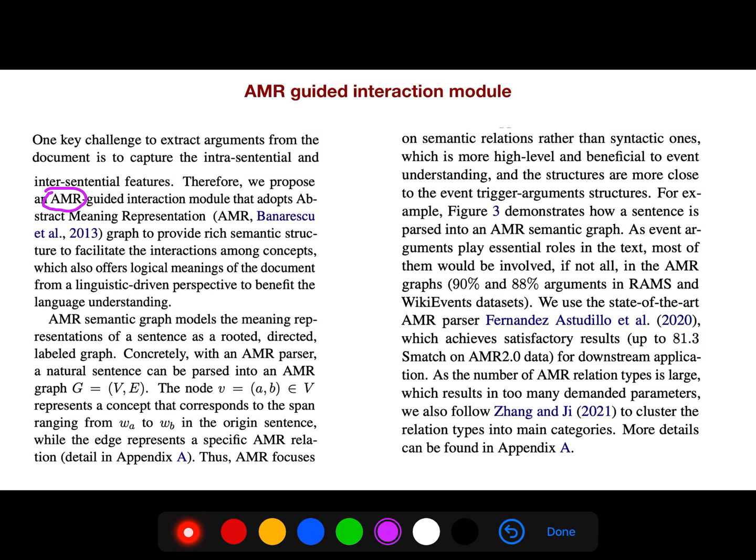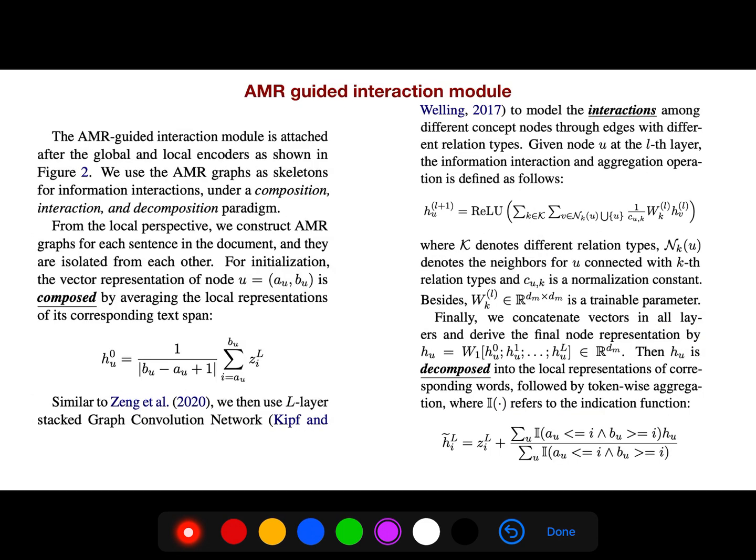There are some parsers that are free. You can use them. You don't need to train your own AMR parser. Just take advantage of current parsers, like dependency parsers: Stanford CoreNLP, spaCy, Allen Institute for AI. They are very different free parsers.